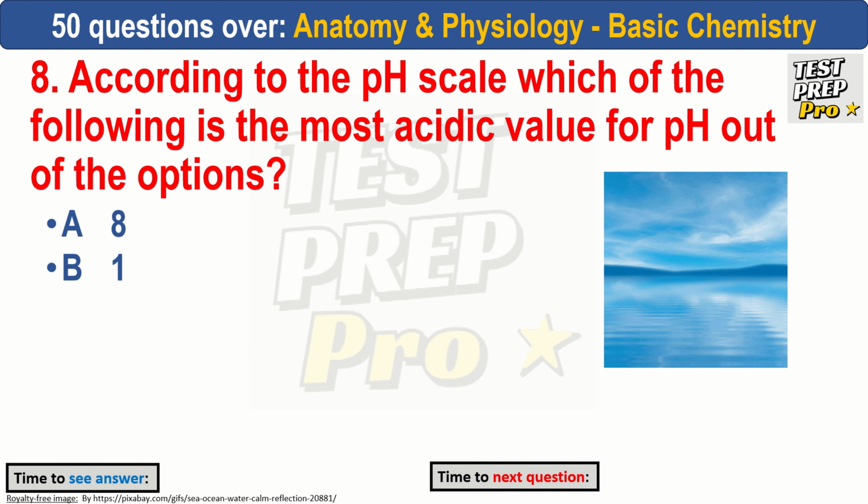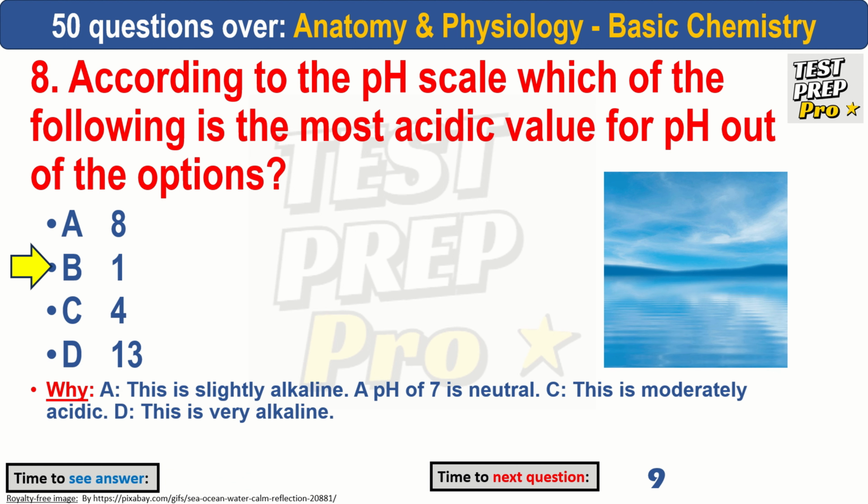According to the pH scale, which of the following is the most acidic value for pH out of the options? Option A is 8. Option B is 1. Option C is 4. And option D is 13. One is the answer. 8 is a little alkaline, 4 is a little acidic, and 13 is very alkaline on the pH scale.